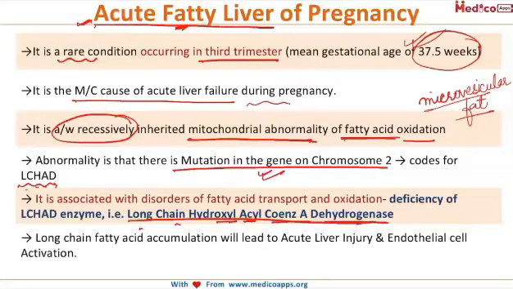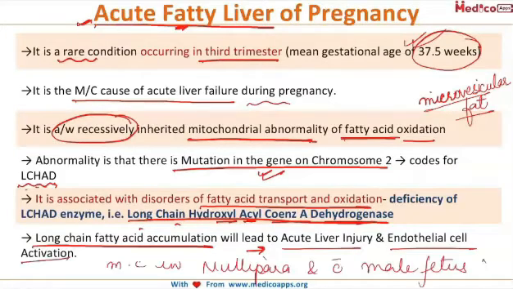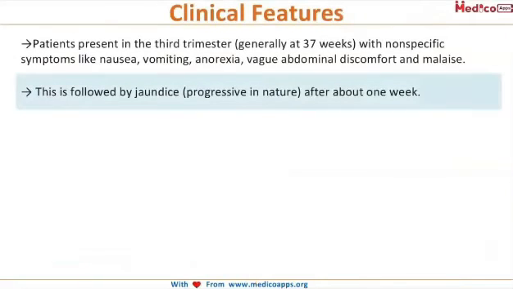And as I told you, because of deficiency of this enzyme, there are disorders in the fatty acid transport and oxidation, thus leading to long chain fatty acid accumulation in the liver, causing acute liver injury and endothelial cell activation. Now, this is seen more commonly in nullipara and with the male fetus. Now, let's come to the presentation of this medical disorder. These patients usually present in the third trimester, the mean gestational age being 37.5 weeks, and they start with non-specific symptoms like nausea, vomiting, anorexia, vague abdominal discomfort and malaise.